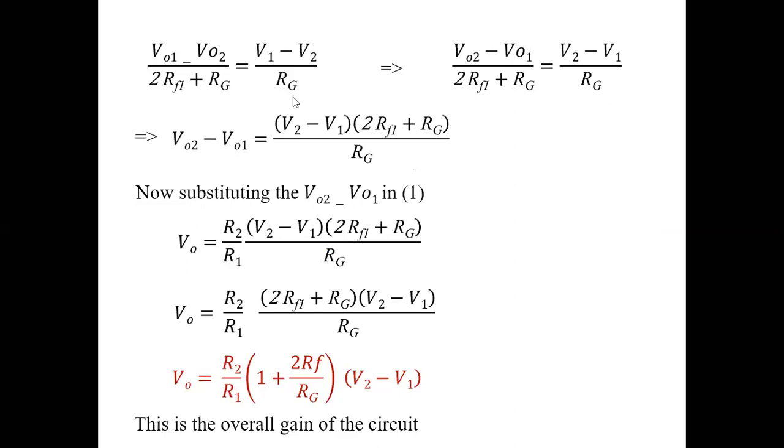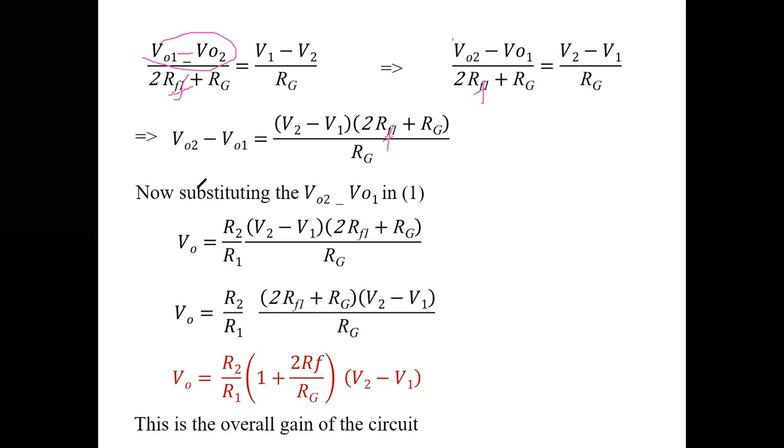But we have to get it in terms of V02 minus V01, and therefore interchange the things. So V02 minus V01 and V2 minus V1. When interchanging this, V02 minus V01 by 2RF plus RG is V2 minus V1 by RG. So V02 minus V01 is equal to V2 minus V1 into 2RF plus RG by RG.